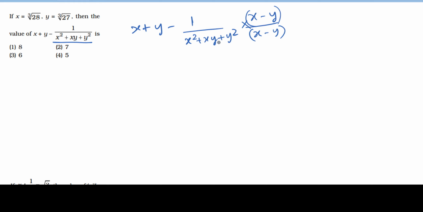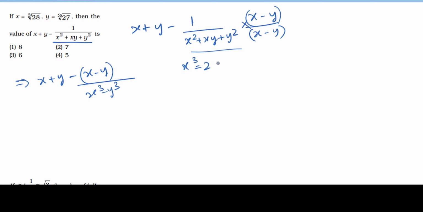Why we are multiplying with x minus y? Because in the denominator we get x cube minus y cube. So this expression becomes x plus y minus (x minus y) by x cube minus y cube. What is x cube value? x cube is 28, y cube is 27.